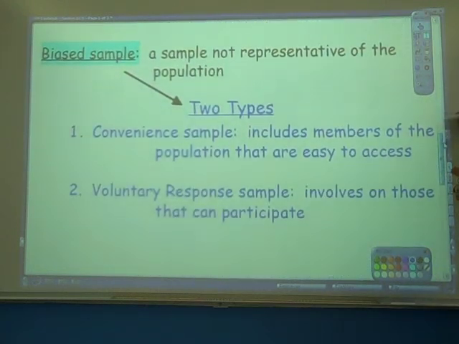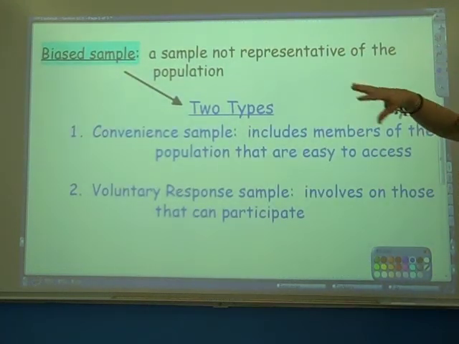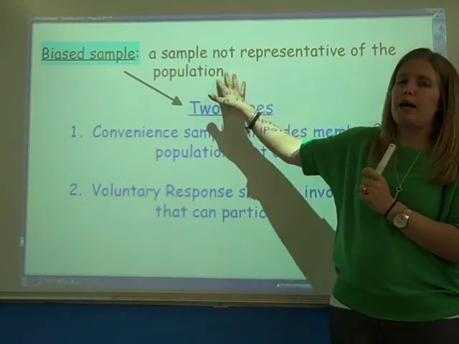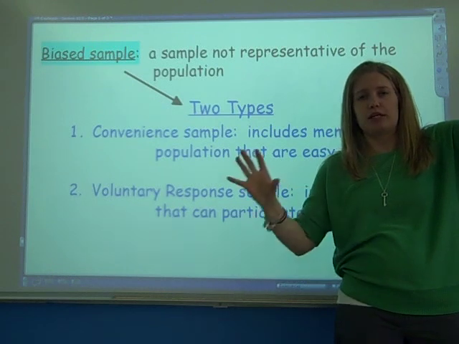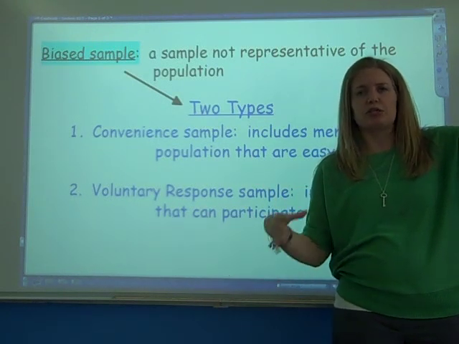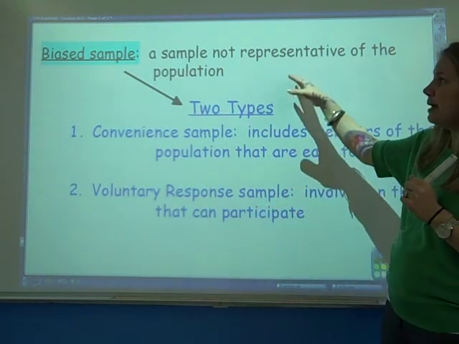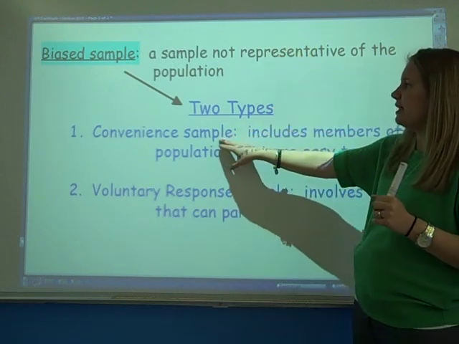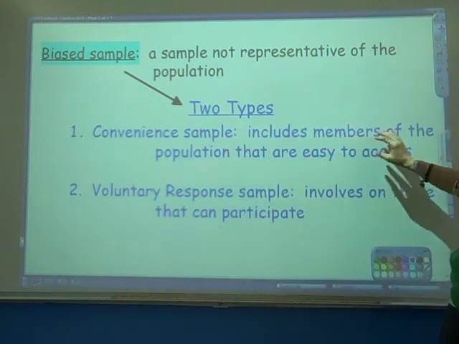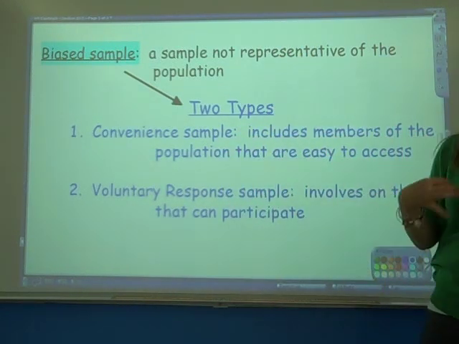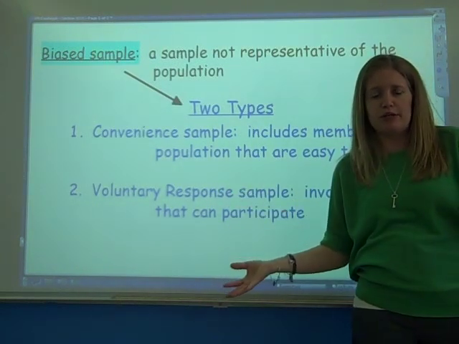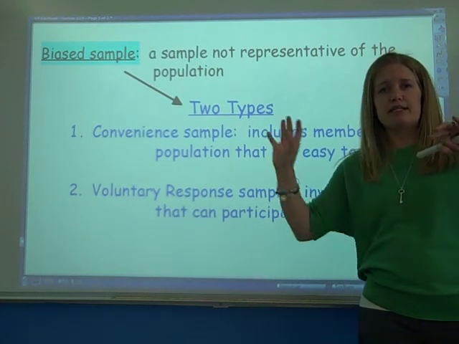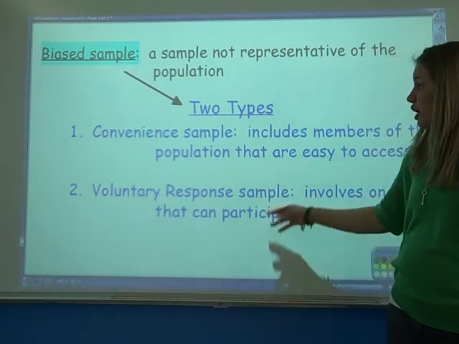A biased sample is a sample that's not a good representation of the population. That's like if I asked all the middle schoolers a question, but didn't ask the high school kids or the elementary school kids, that would not be fair. 2 types of biased samples. One is a convenience sample. This includes members of the population that are easy to access. I have access to the middle school kids, so that would be a convenience sample if I had to ask them questions rather than trying to get to the high school and the elementary school.